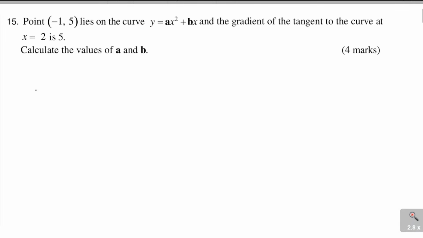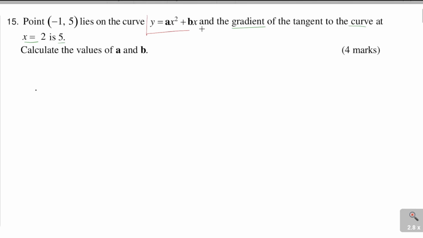Question 15. Point (-1, 5) lies on the curve y = ax² + bx, and the gradient of the tangent to the curve at x = 2 is 5. Calculate the values of a and b. So we start with whatever we're given here. The gradient of the tangent to the curve at x = 2 is 5. So how do we get that gradient first?